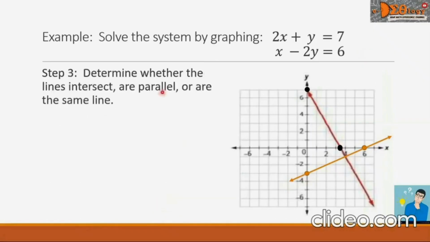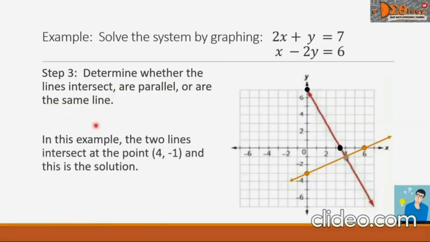So step 3, determine whether the lines intersect, are parallel, or are the same line. In this example, the 2 lines intersect at the point 4, negative 1. And this is the solution. Can you see here? That is the point of intersection, which is 4, negative 1. And this is our final answer.